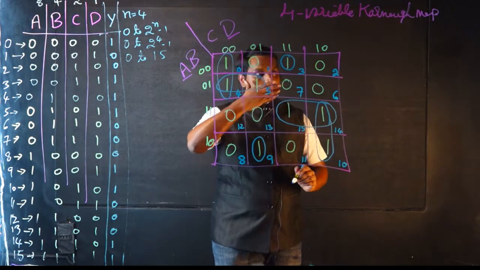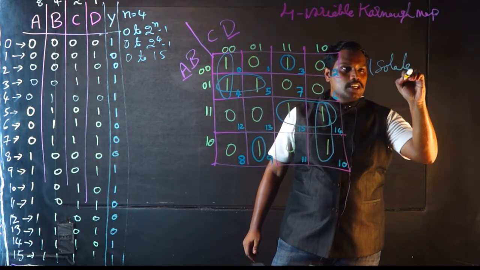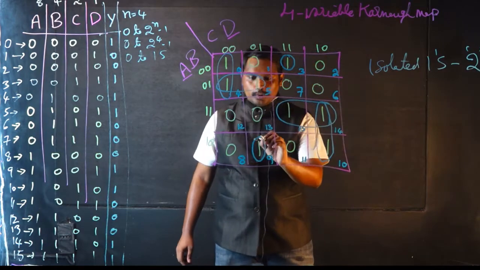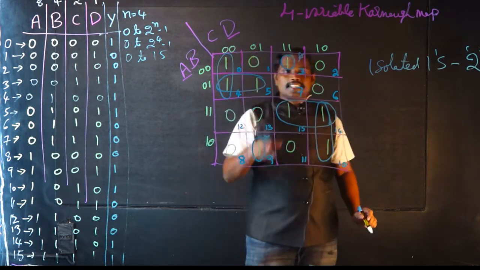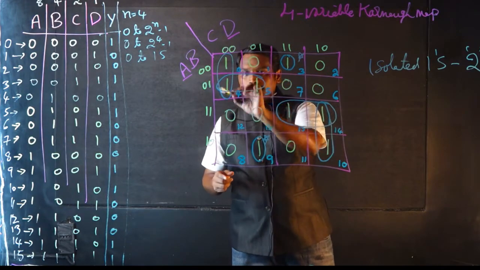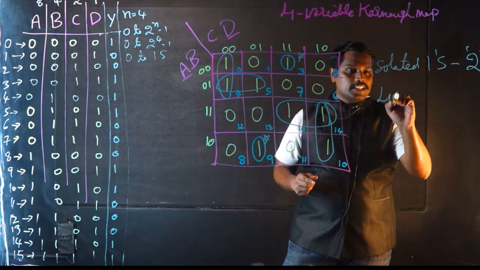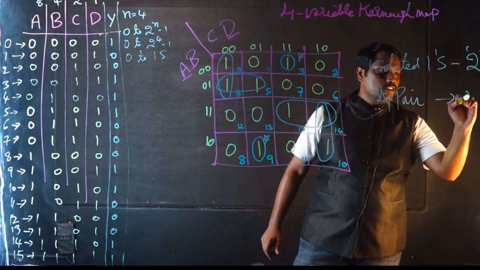Now tell me how many isolated ones are there. Isolated ones are 2 in number, right? So these two, which are marked with a star, are isolated ones. And how many pairs are there? You can check here: 1, 2, 3 and 4. So pairs are 4 in number, right?